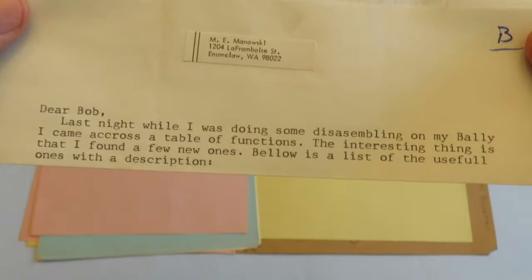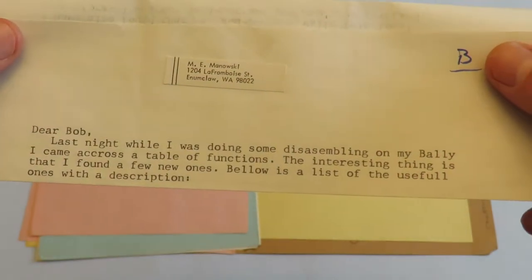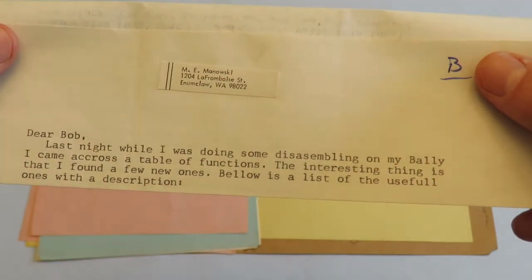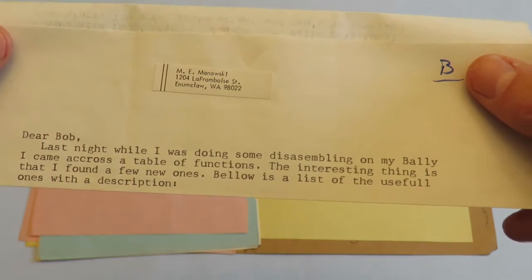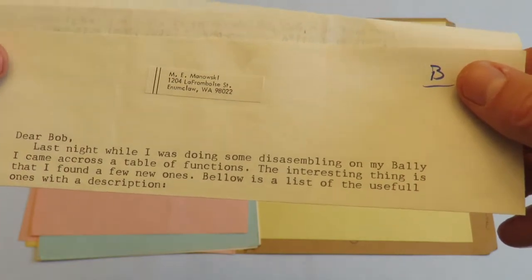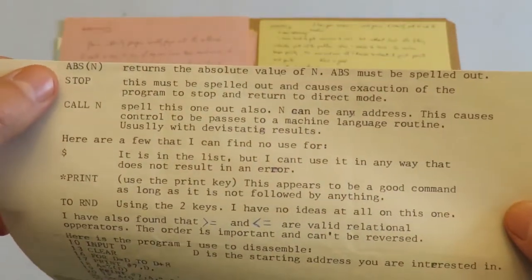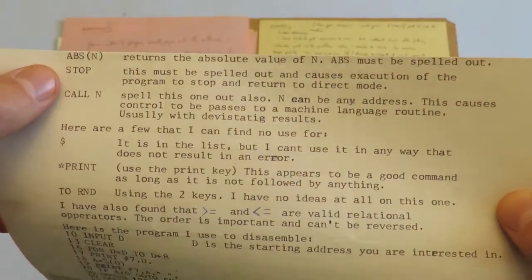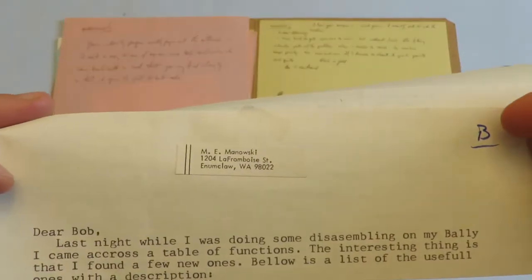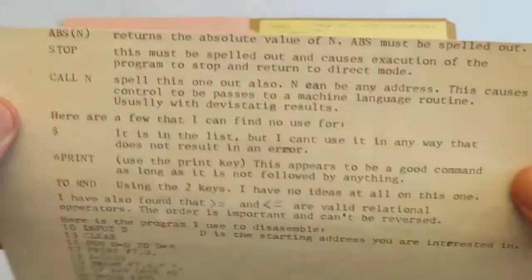So last night, while I was doing some disassembling on my Bally, I came across a table of functions. The interesting thing is that I found a few new ones. Below is a list of the useful ones for the description. He says, ABS returns the absolute value, stop. Oh, so he's talking about how he was disassembling the BASIC ROM, and he came across these.